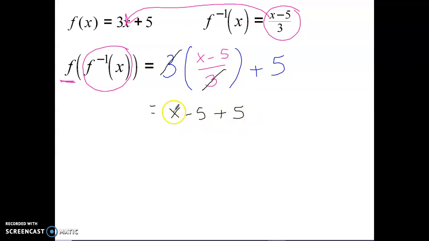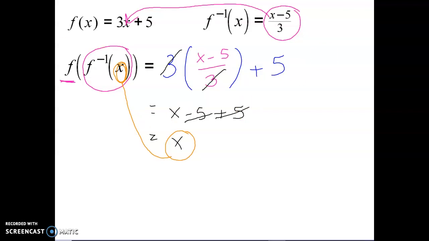Okay, so now let's look at this one. What should my next step in simplification be? Well, again, order of operations, I'm going to combine like terms. Negative 5 and positive 5 are inverses. They cancel each other out. And what I have left is x. So look what happened. What I ended up with is the x value that I started with. That will always happen for a function and its inverse. If you put one of them inside the other one, they should cancel each other out because they're inverses. And what you have left is that x value that you started with.